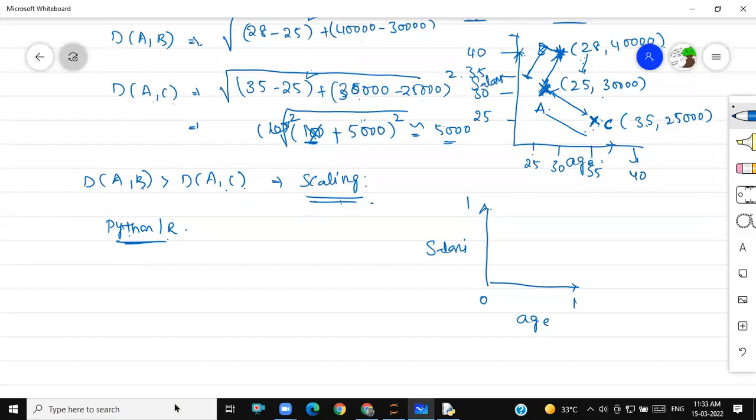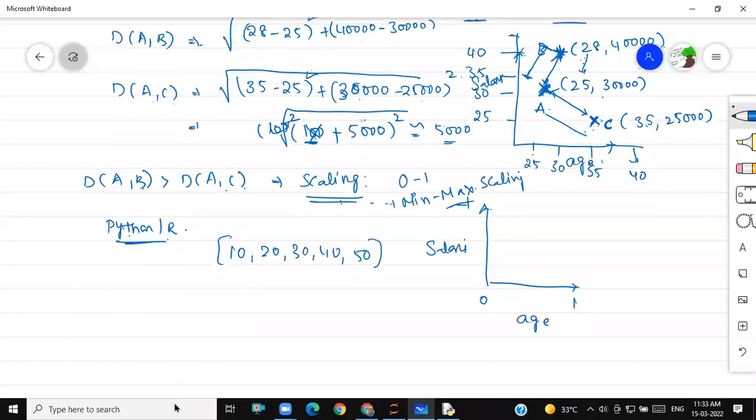Age also has to come to 0 to 1. Salary also has to come to 0 to 1. We have different types of scaling techniques. I'll just tell you one example. For example, say we have 10, 20, 30, 40, 50. If I want to bring any data to a scale of 0 to 1, one simple mathematical technique is what we call min-max scaling.